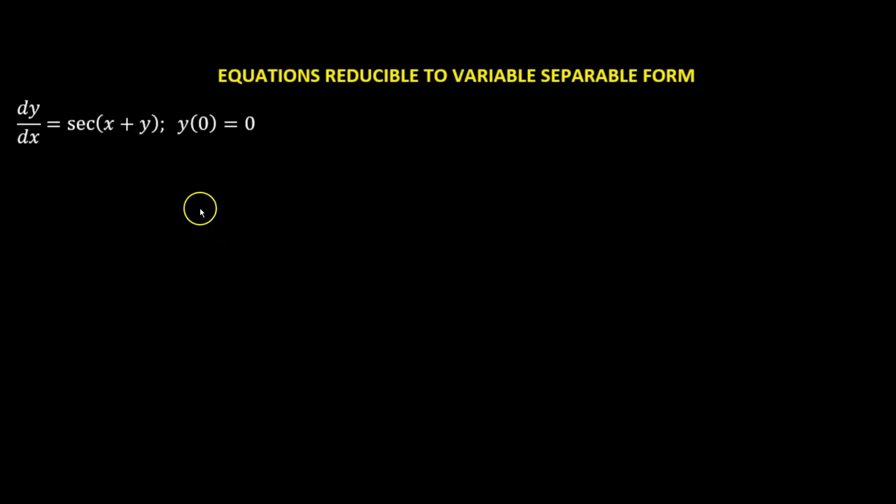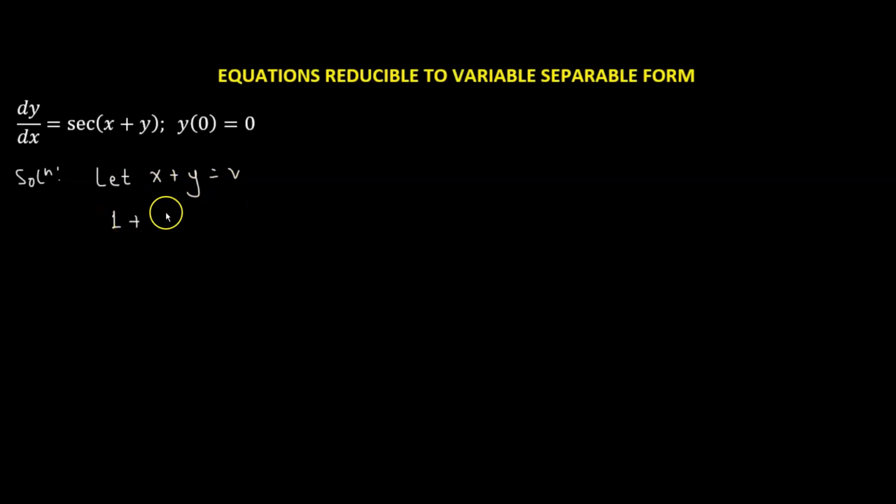So we have a differential equation, which is an initial value problem. So let's try to solve this differential equation. In order to do that, what we'll have to do is here dy over dx is equal to some function of x plus y. So that means we will substitute x plus y with the variable v, and then we differentiate both sides with respect to x.